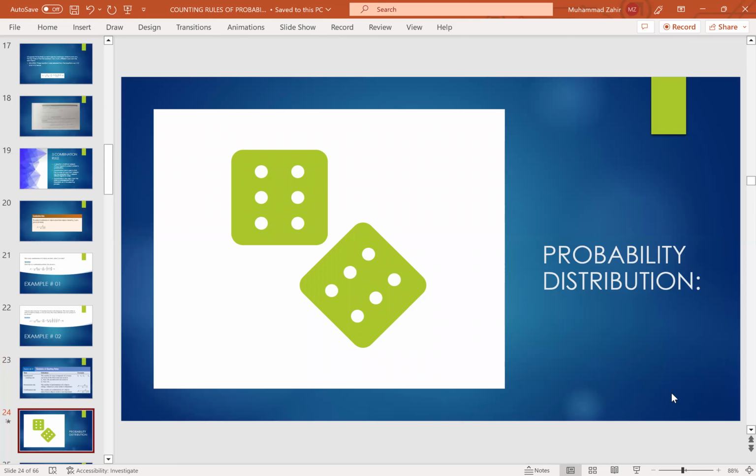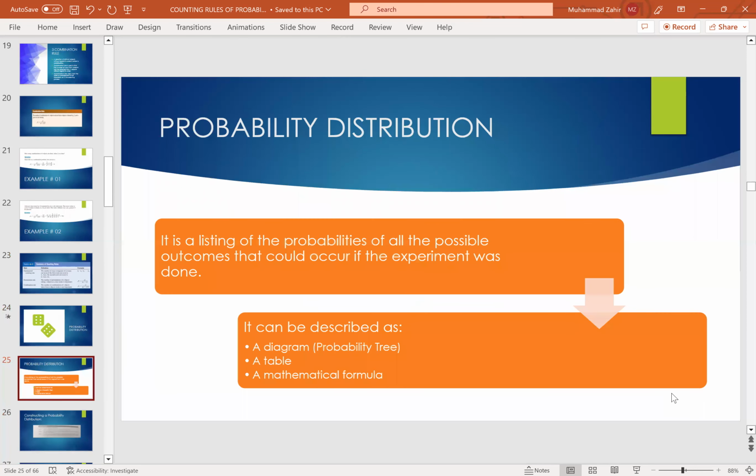Now moving towards the probability distribution. It is a listing of the probabilities of all the possible outcomes that could occur if the experiment was done. It can be described as a diagram, which is called a probability tree, a table, or a mathematical formula.